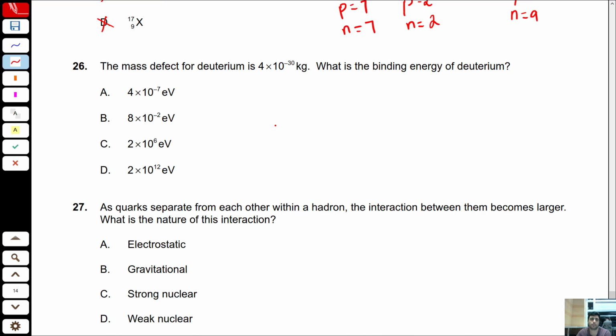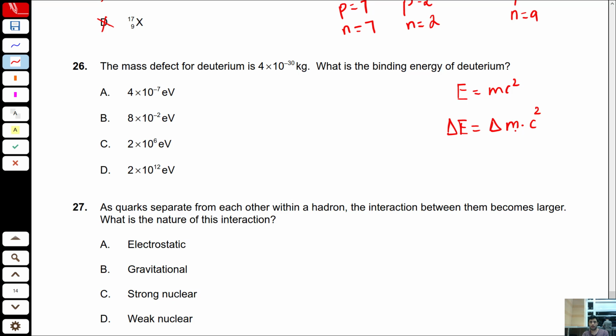26. The mass defect for deuterium is this much. What is the binding energy of deuterium? Binding energy is given by this formula. The binding E equals mc squared is the equation. This E is the binding energy, and this m is the mass defect. Normally we write this equation in this form: the binding energy released or gained equals the mass defect times the square of the speed of light. So c is the speed of light.